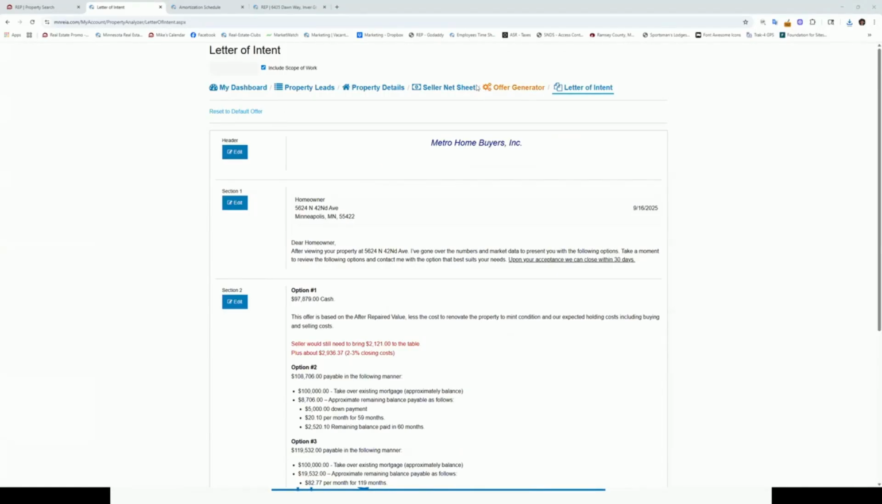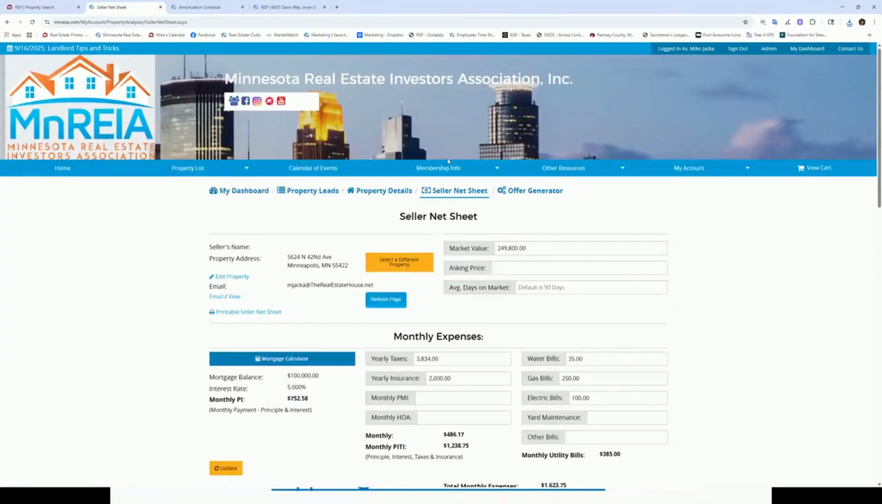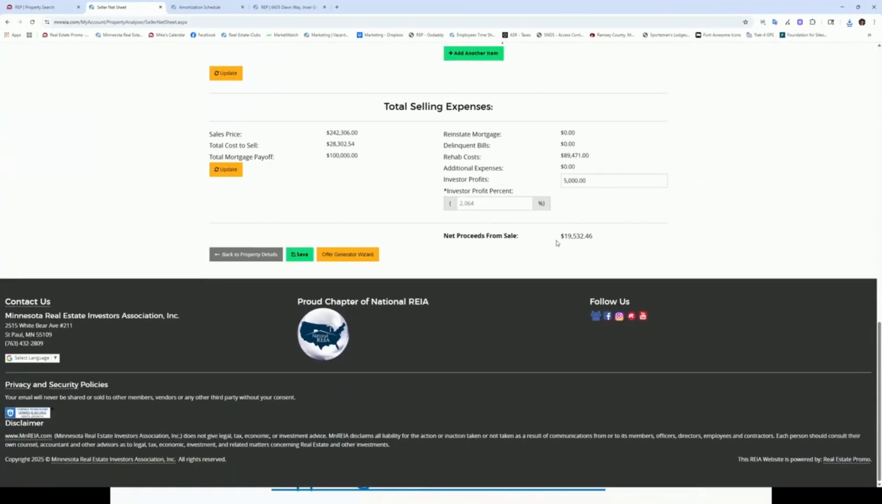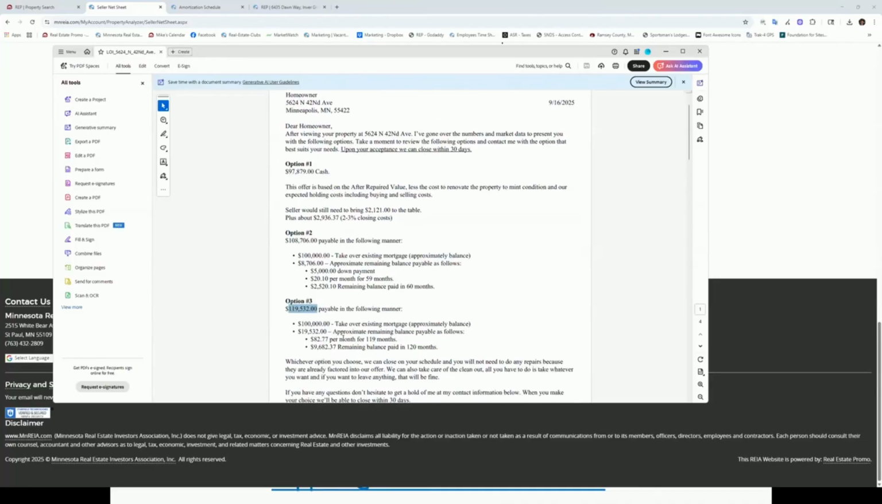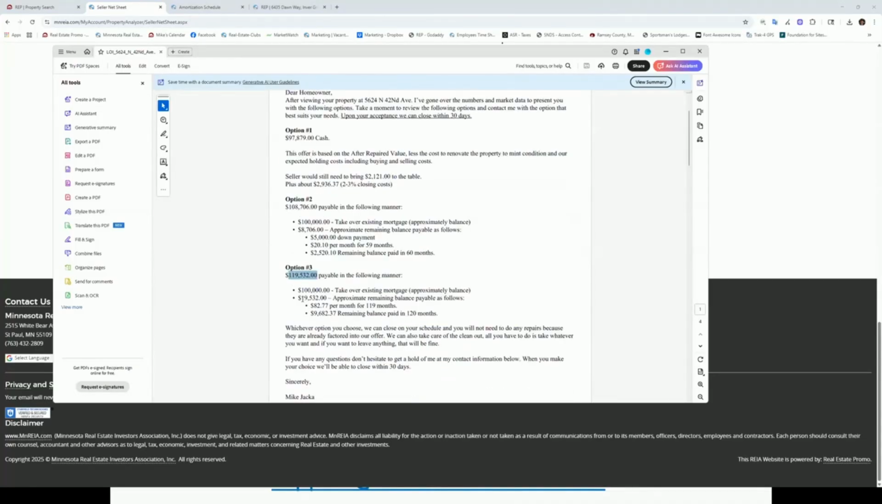Now, if we go back to the property details, let's go back to the seller net sheet. What was our seller net? It was 19,532. Well, if we go back to the offer generator, what was this option here in the letter of intent? It was 19,532. So it's literally saying we'll take over your loan subject to, and we'll give you your full equity, but we're going to have to make payments on it.